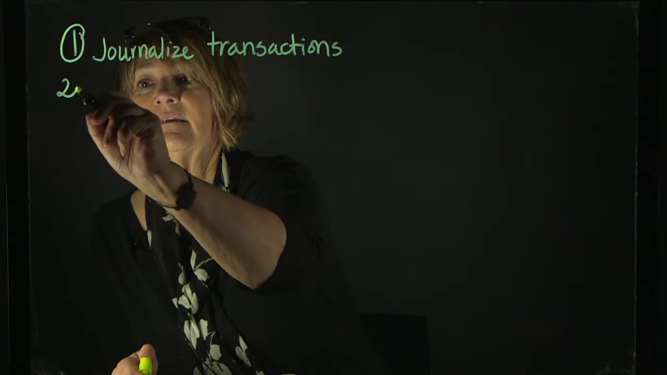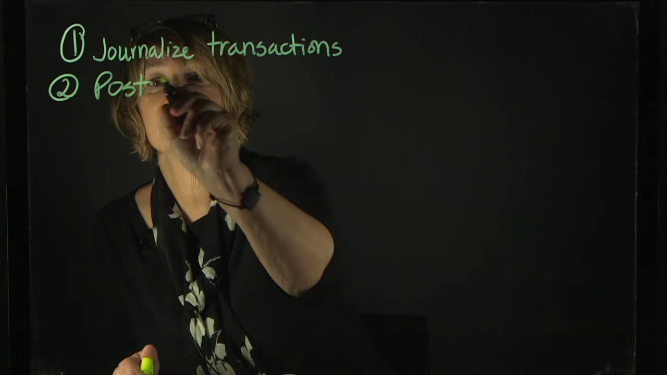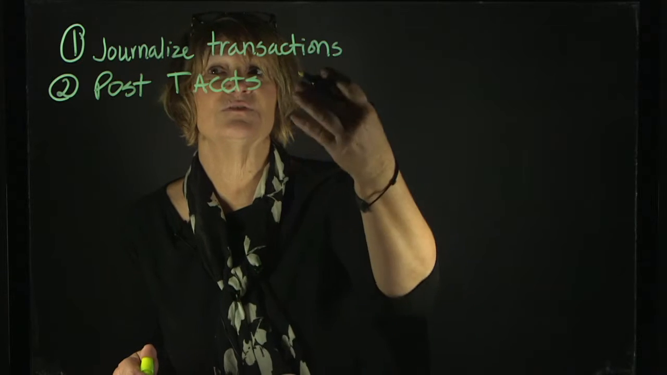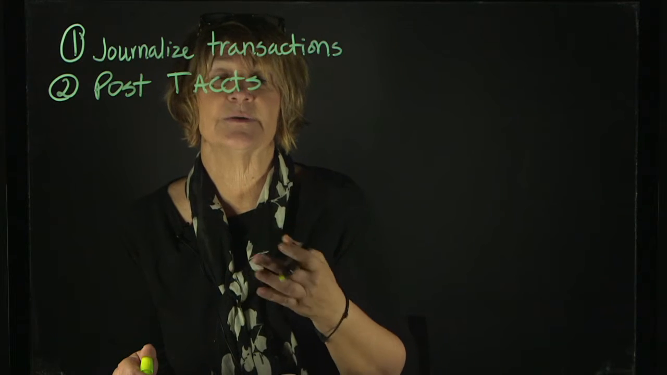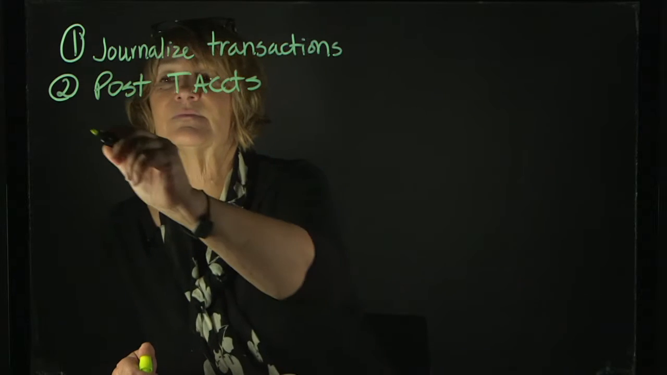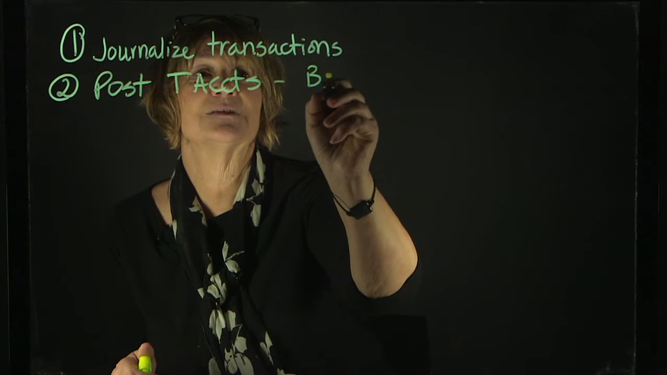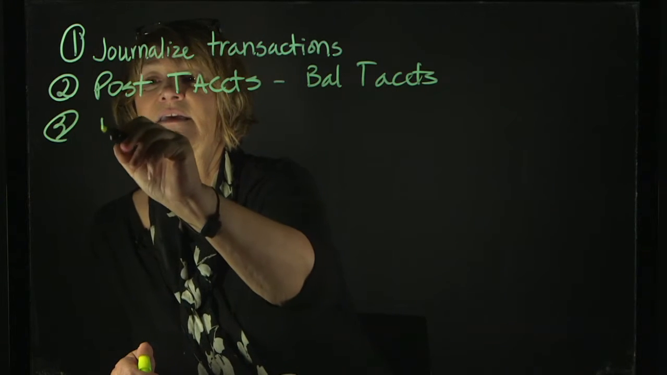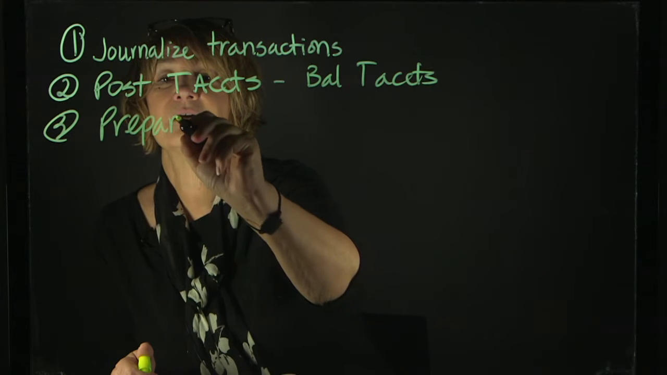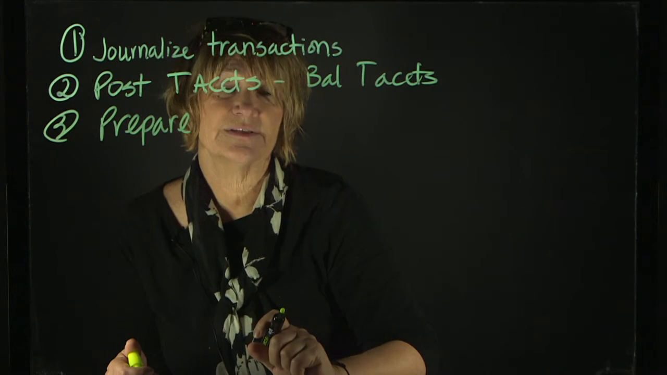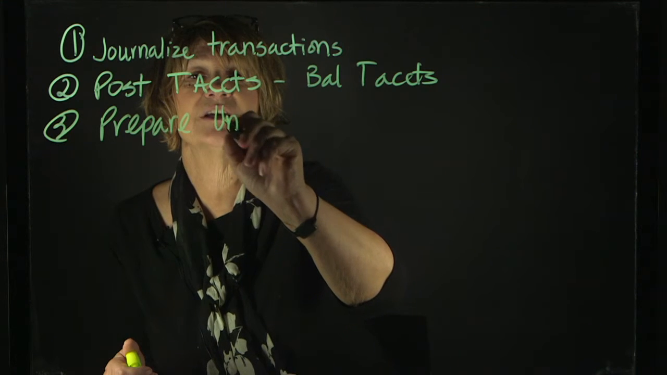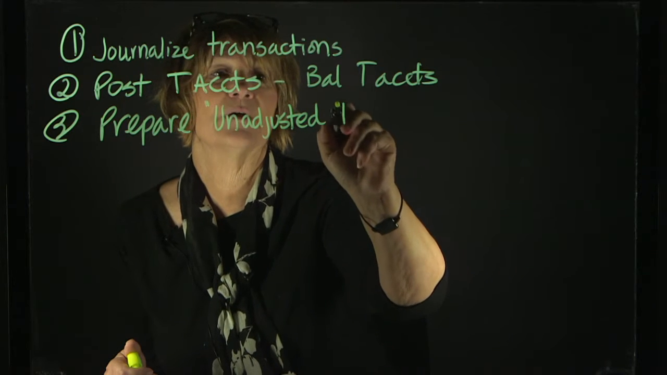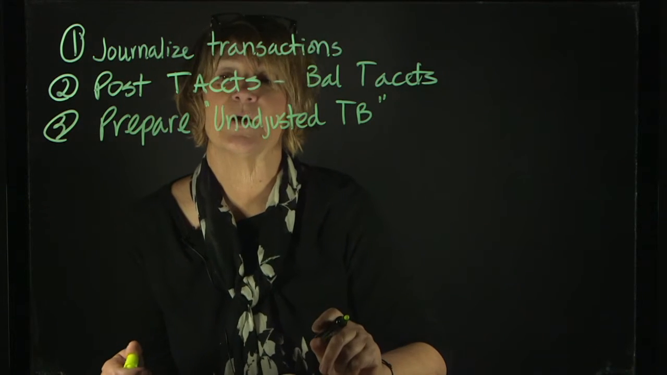Once you've done that, you then are going to post those to the T accounts. Okay. And that's just taking what you've done in number 1 and putting it to either the debit or credit side of the accounts. And then obviously you then have to balance those T accounts. All right. Step 3 is you prepare the first of 3 trial balances. And this is our unadjusted trial balance, and I'm abbreviating TB for trial balance.